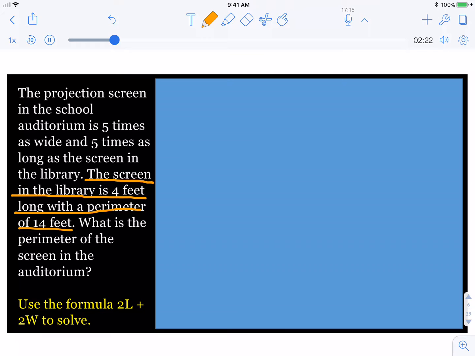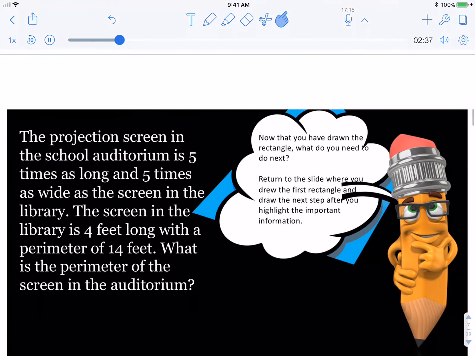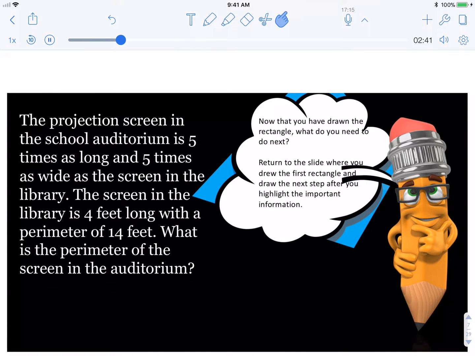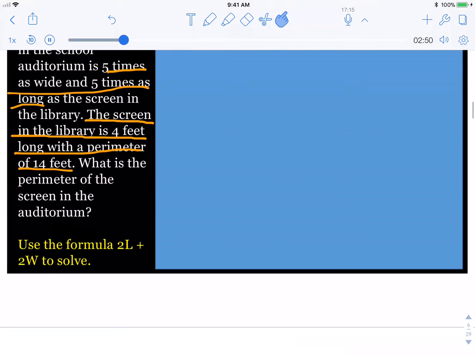So now we want to know the perimeter of the screen in the auditorium. Well, the screen in the auditorium is 5 times as wide and 5 times as long. So let's look at the next slide. Now that you've drawn the rectangle, what do you need to do next? Return to the slide where you drew the first rectangle and draw the next step after you highlight the important information. So go ahead, let's go back to that slide.